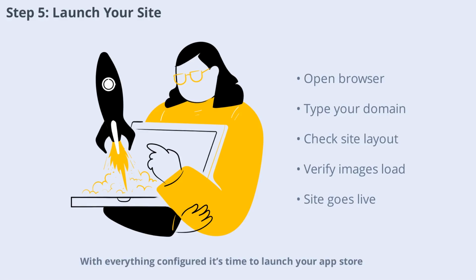With everything configured, it's time to launch your App Store. Close File Manager and open your browser. Type your domain, either yourdomain.com or yourdomain.com/lab if you used a subfolder. Your App Store should load with the demo layout. Check that pages open and images display correctly. This is the moment where all your setup work comes together and your site goes live for the world to see.